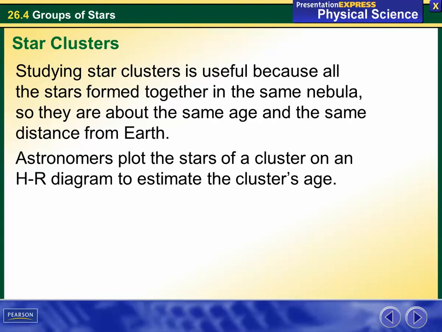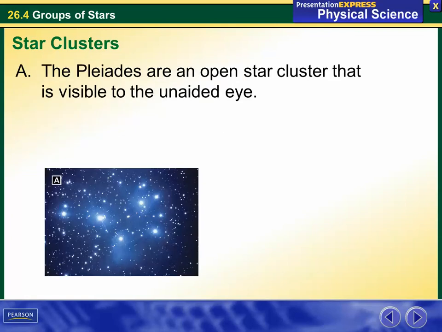So we plot the stars of a cluster on an HR diagram to estimate the cluster's age. Again, that's not saying that all of them were formed at the exact same time, but we can give an idea by mapping them out to say, oh yep, this cluster must be this old because they're falling at this part of the main sequence, or maybe they're not on the main sequence at all. That can help us determine the age of different clusters, and give us an idea of how old our universe actually is.